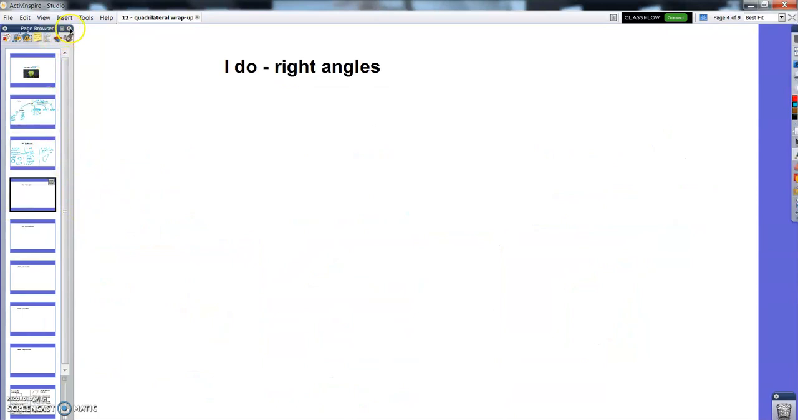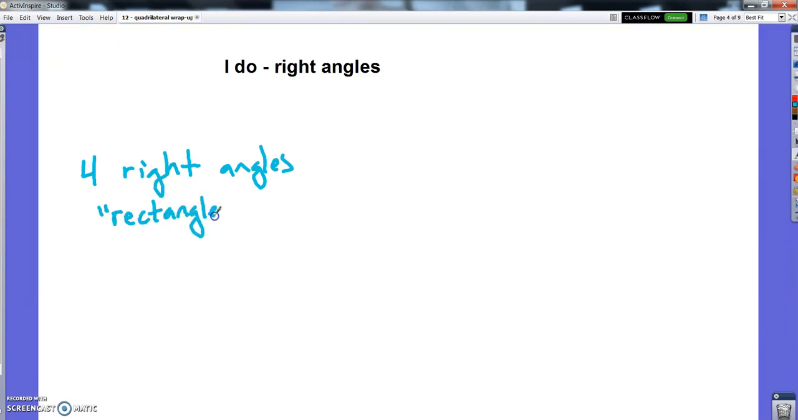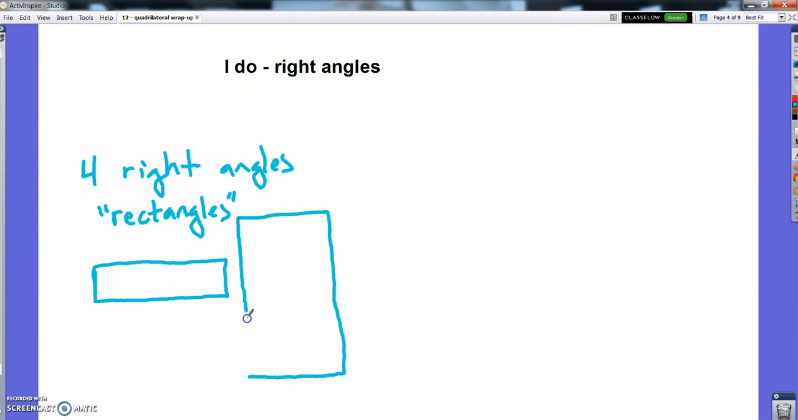All right, right angles. We also sometimes name figures based on how many right angles they have. If they have 4 right angles, we call them rectangles. So this is a rectangle, and this is a rectangle, and even this is a rectangle, because all of these have 4 right angles. If it's got 4 right angles, it is a rectangle.